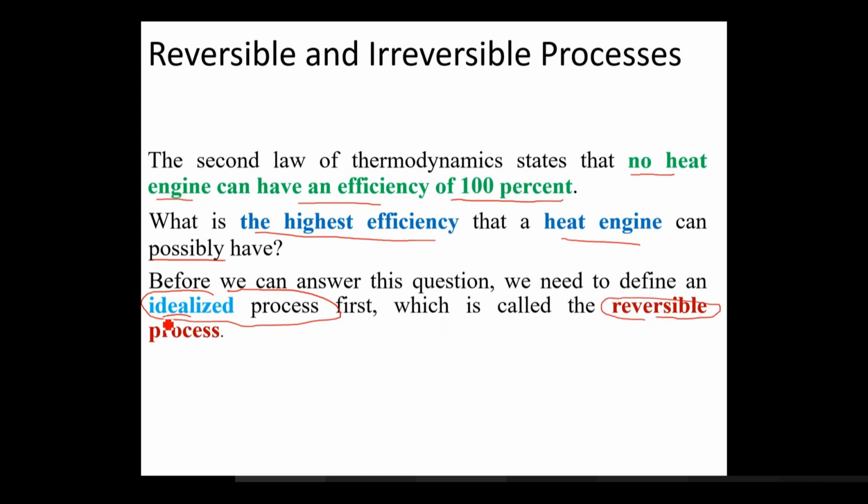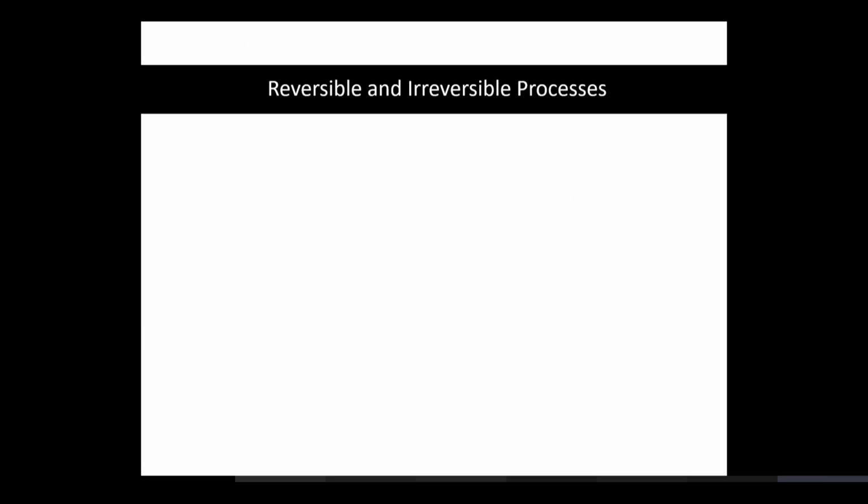So remember that the features of the reversible process, which we'll define in the coming slides, are basically an idealization. There is much more imagination in this reversible process as compared to the actual process, which is an irreversible process. So in order to understand the idealized process, let us first understand what an irreversible process is, or how we say that a process is irreversible.